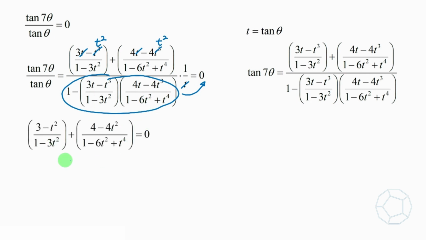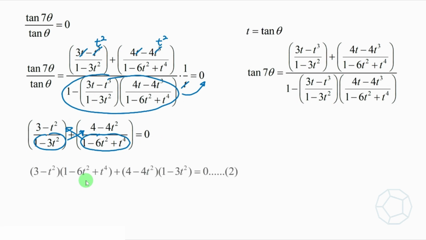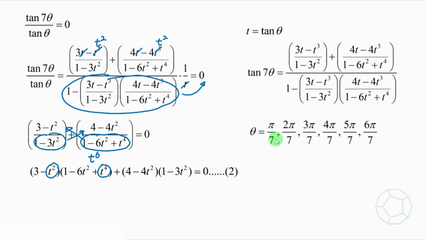Next, combine the two fractions by multiplying the two denominators on both sides. This is equivalent to cross-multiply the denominators to the numerators. Then we'll get this. Observe the largest power term, which is t squared times t to the power 4, which is t to the power 6. There are at most 6 real roots of this equation. Moreover, because t is tangent theta and theta is equal to pi over 7, 2 pi over 7, up to 6 pi over 7.